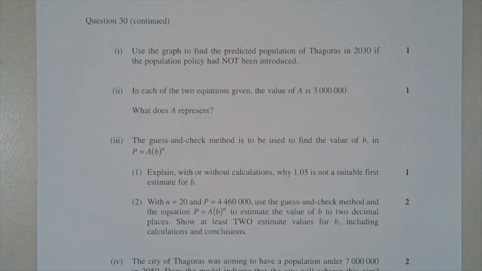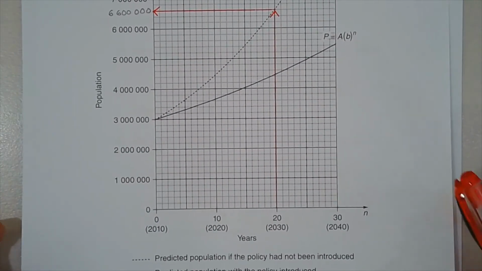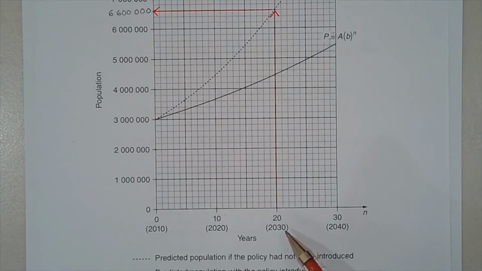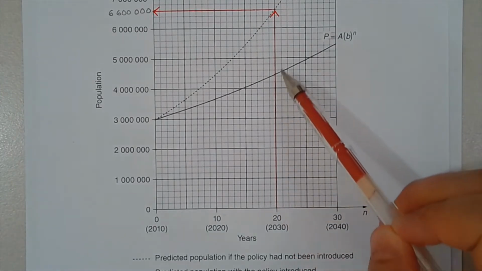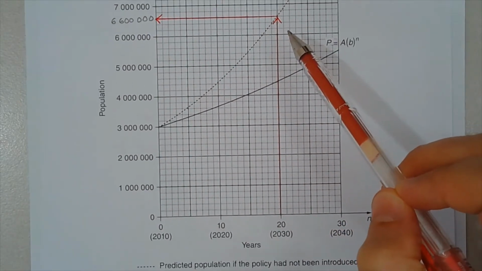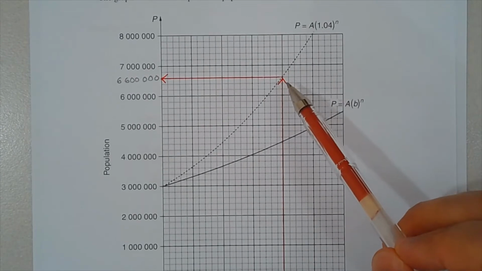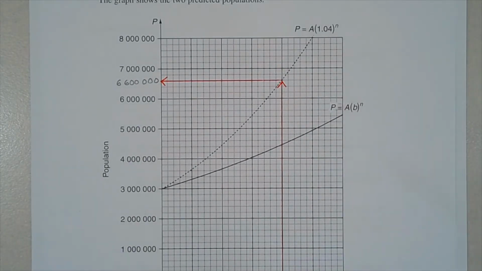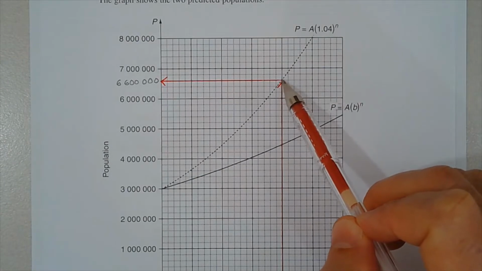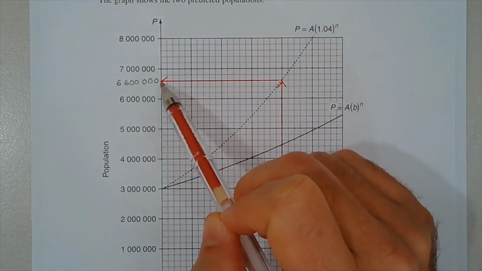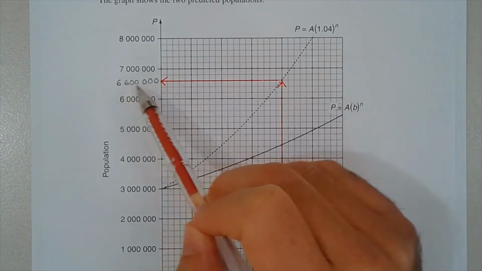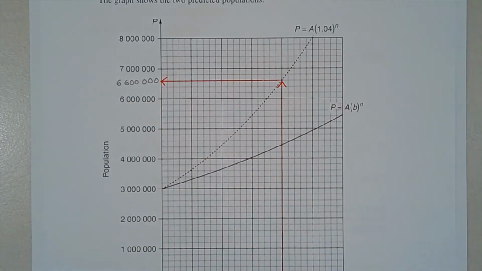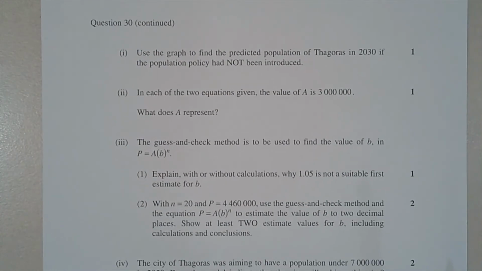Part 1. Use the graph to find the predicted population of Pythagoras in 2030 if the population policy had not been introduced. Let's refer back to the graph. We'll locate 2030 on the x-axis. From that point, project upwards until we strike the dotted line, because the dotted line represents the population growth of Pythagoras if the policy had not been introduced. So where it strikes the dotted line, project across to the y-axis, and then using the grid, read off the population, which is 6,600,000.